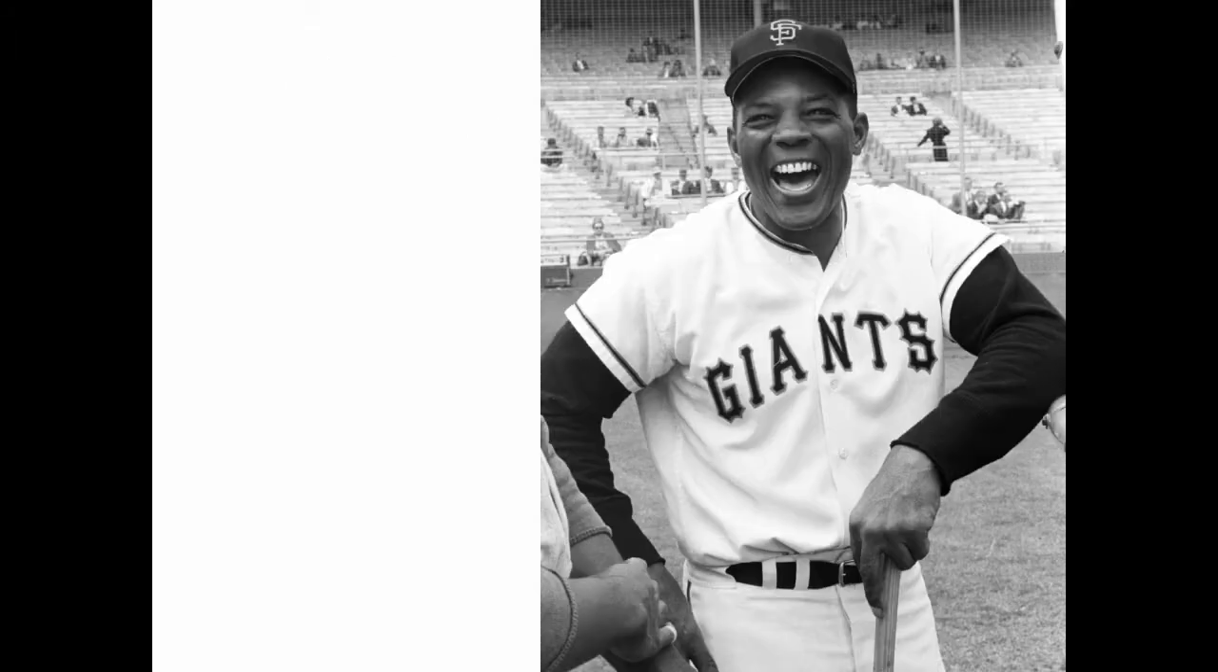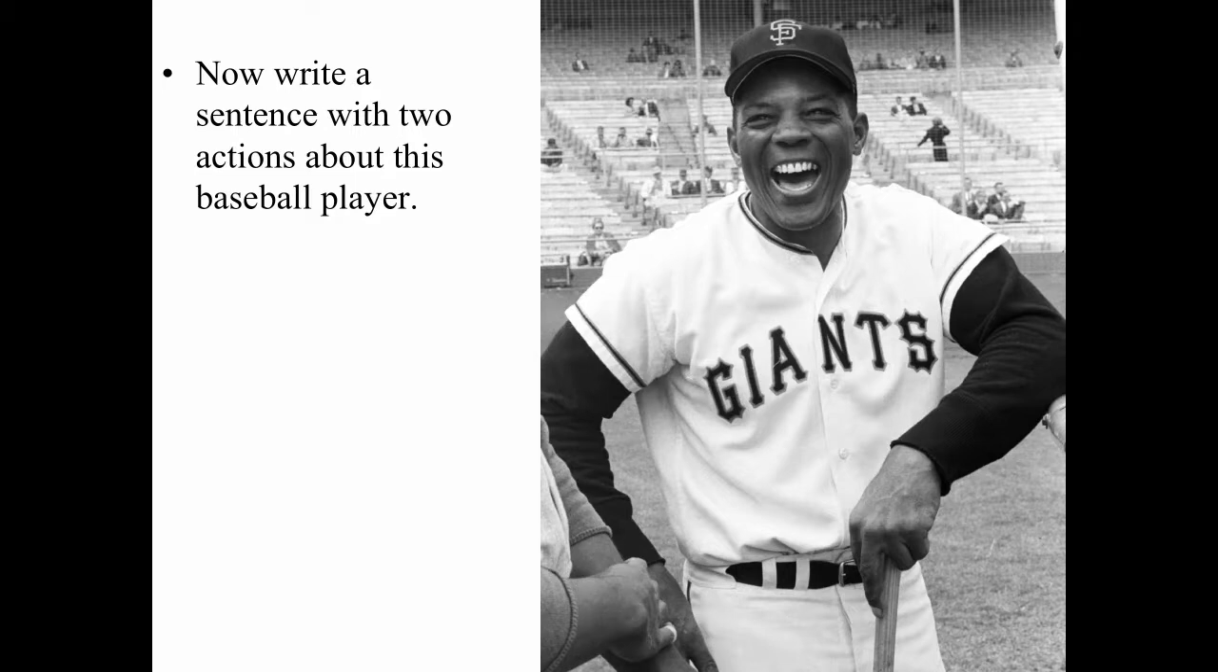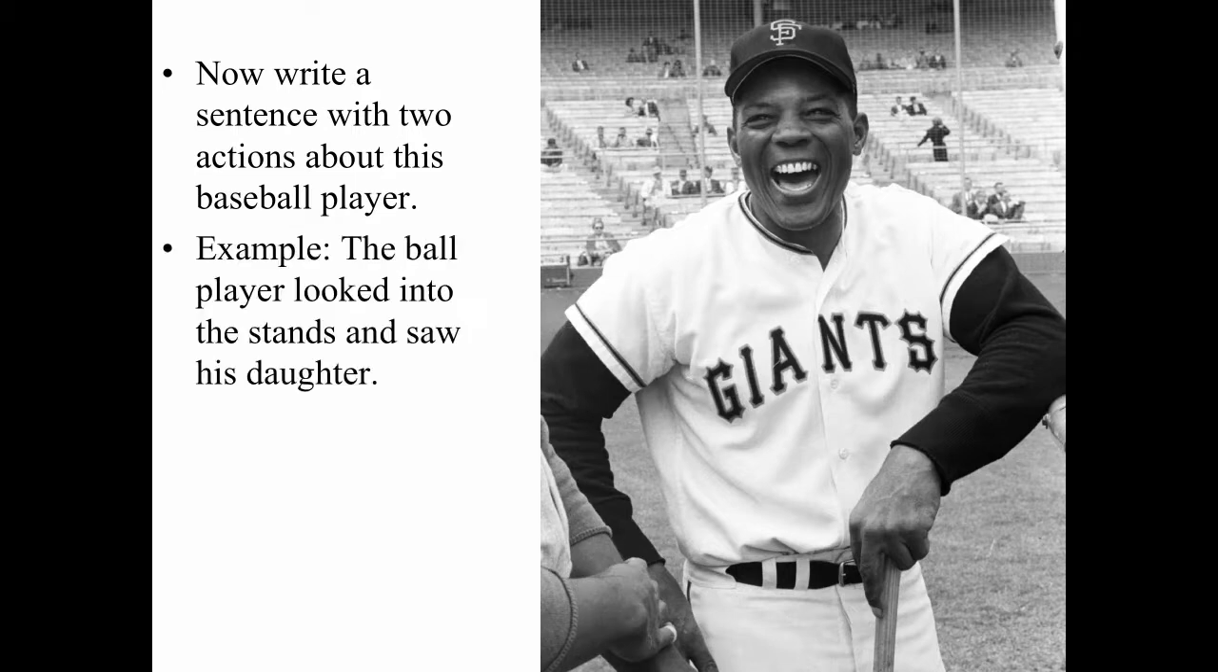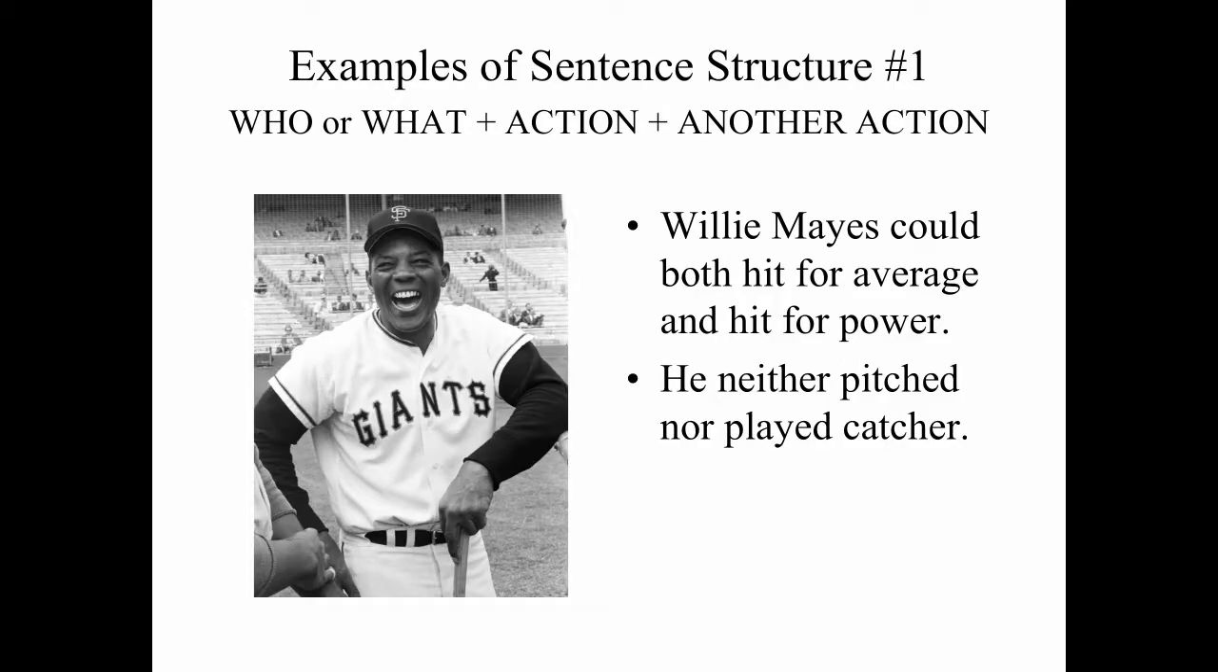So look at this person and go ahead and practice writing a two-action sentence about him. It might be something like, the ball player looked into the stands and saw his daughter. But I would like you to give him a name, maybe try to guess who that is, and give them two actions.